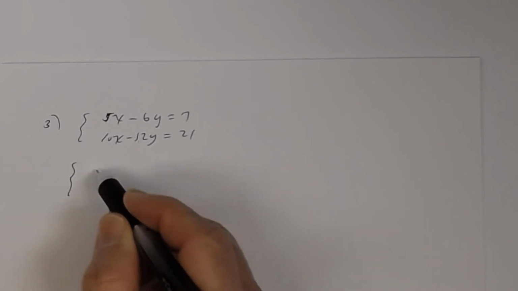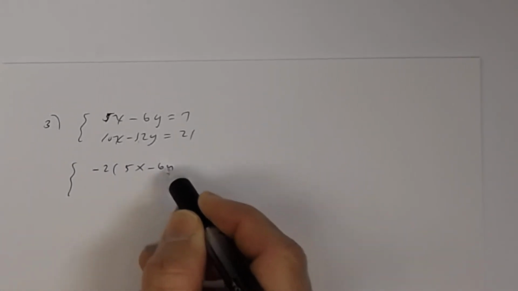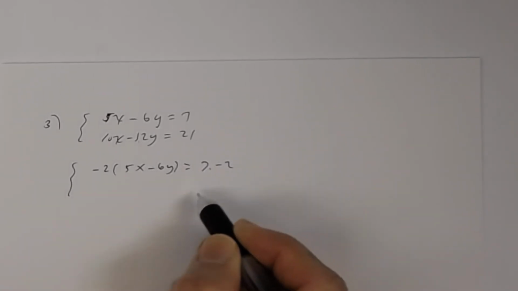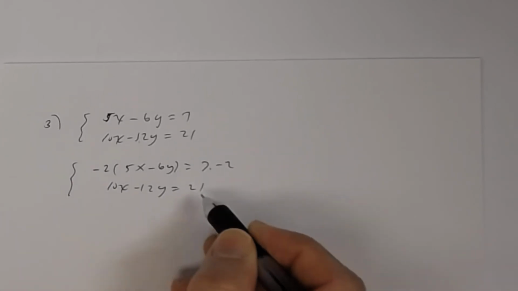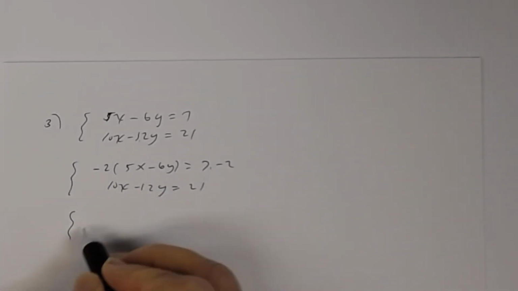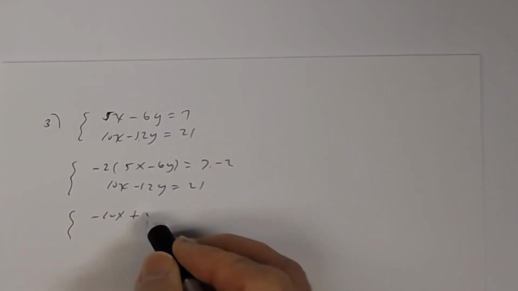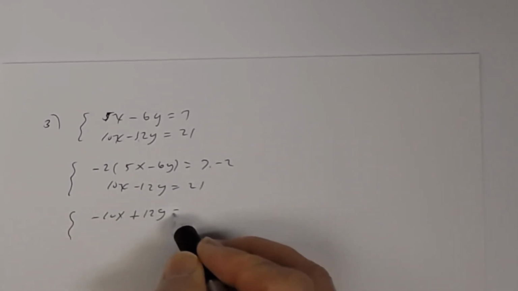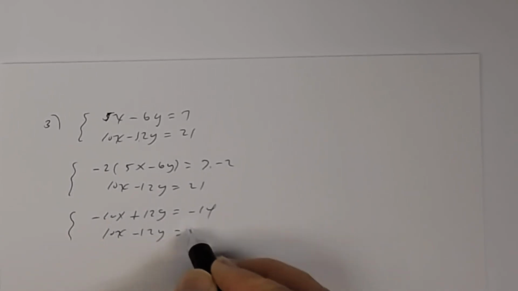So then I'm going to say negative 2 times the first equation listed, and 7 times negative 2 as well, right? And then I'm going to rewrite the second equation. All right, get rid of the parentheses. This becomes negative 10x. Negative 2 times 6y is a positive 12y equal negative 14. And then 10x minus 12y equal 21.